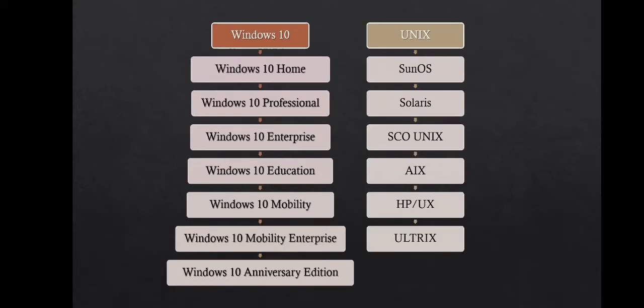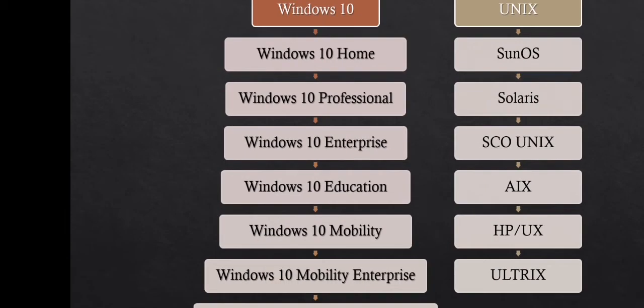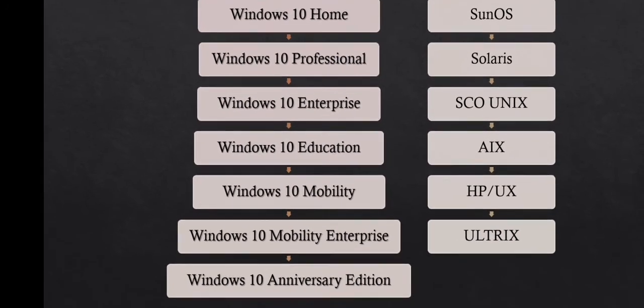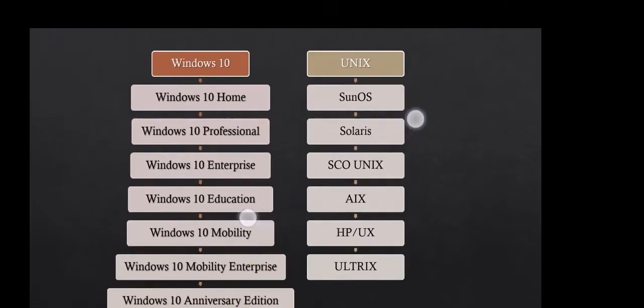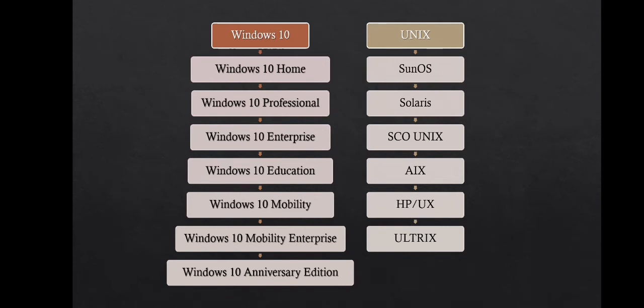We now go to the different versions of the operating system. We will just go through the versions of these two OS. So here are the current versions of both Windows 10 and Unix. These versions are currently available in the market. What version you will use will depend on what it is intended to do. Okay, so let's move forward.